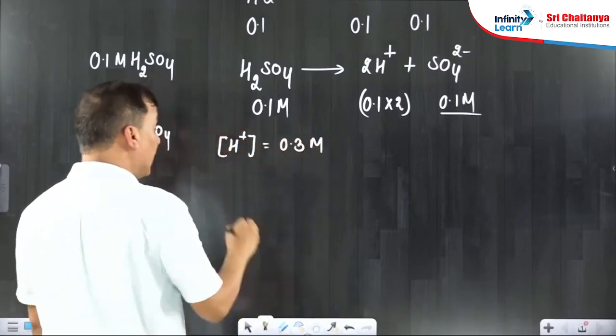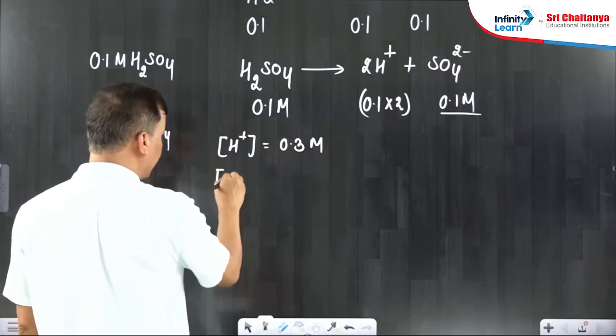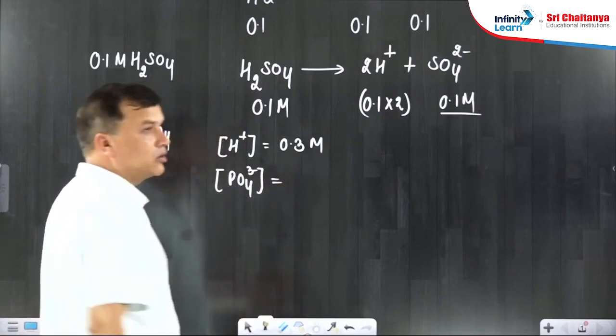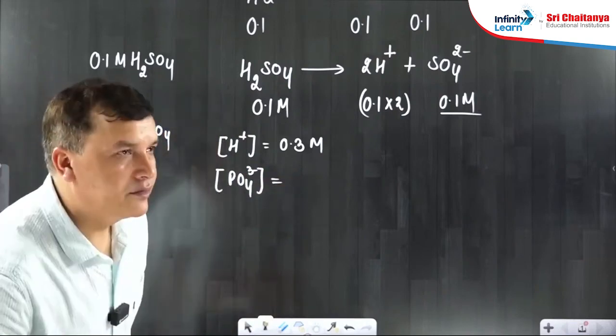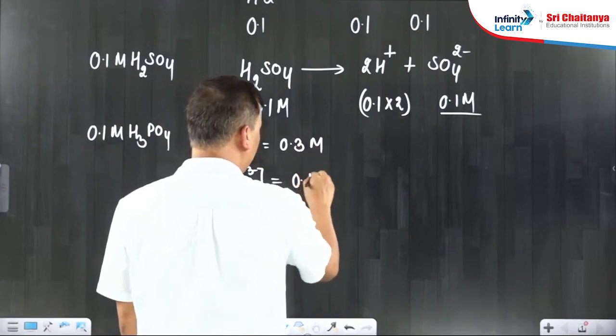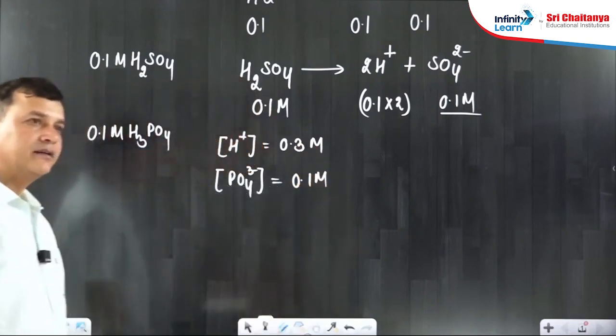0.3 molar. And the molar concentration of a phosphate ion, PO4 3 negative. What will be the molar concentration of the phosphate ion? Got it, sir? Okay. That is equal to what? 0.1 molar. Am I clear?